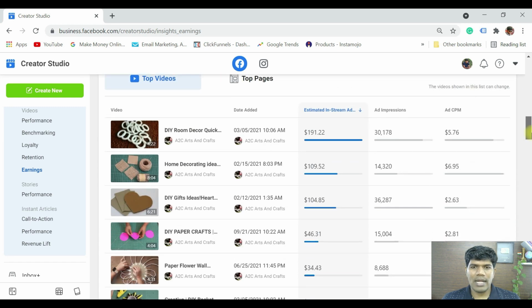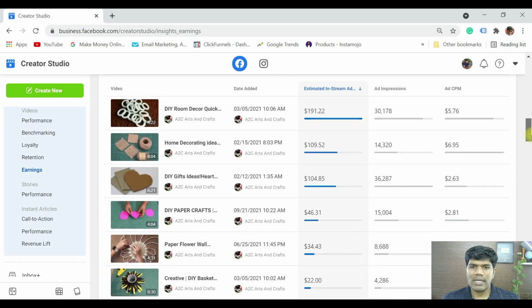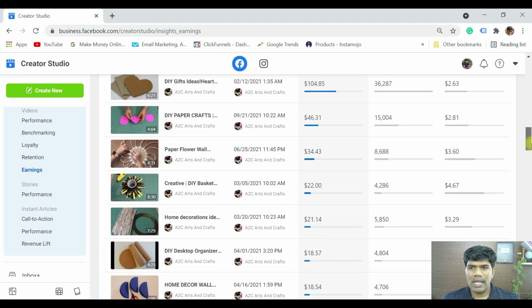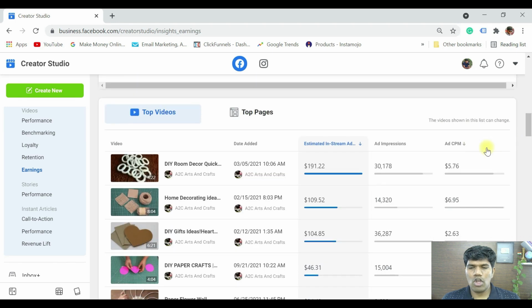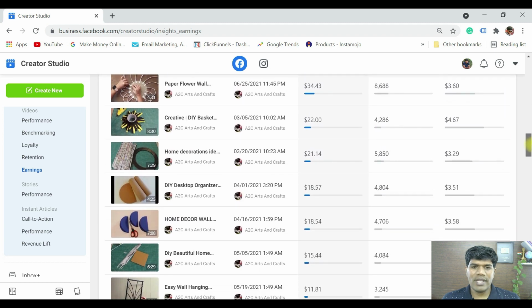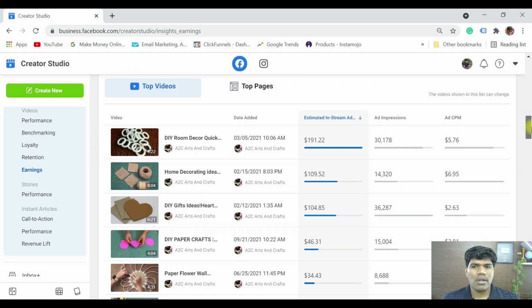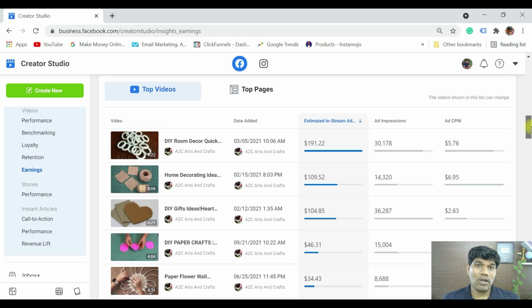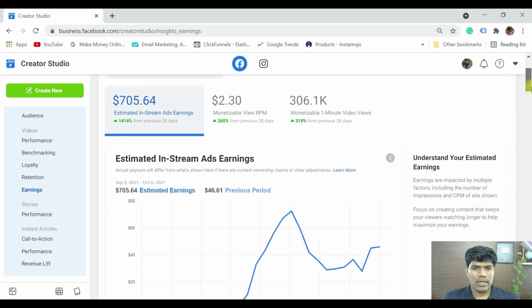It is also showing the kind of earning the videos have been getting: $191, $109, $104, $46, $34, right? You can also see here CPM, cost per mile, which indicates how much the advertiser is paying for 1,000 ad impressions. They are paying $5.76, which is good. Here they are paying $6.95, correct? It varies based on multiple factors like the kind of advertiser and where exactly the audience is. Many factors come into the picture when cost per mile is considered. So that's about the earning part.